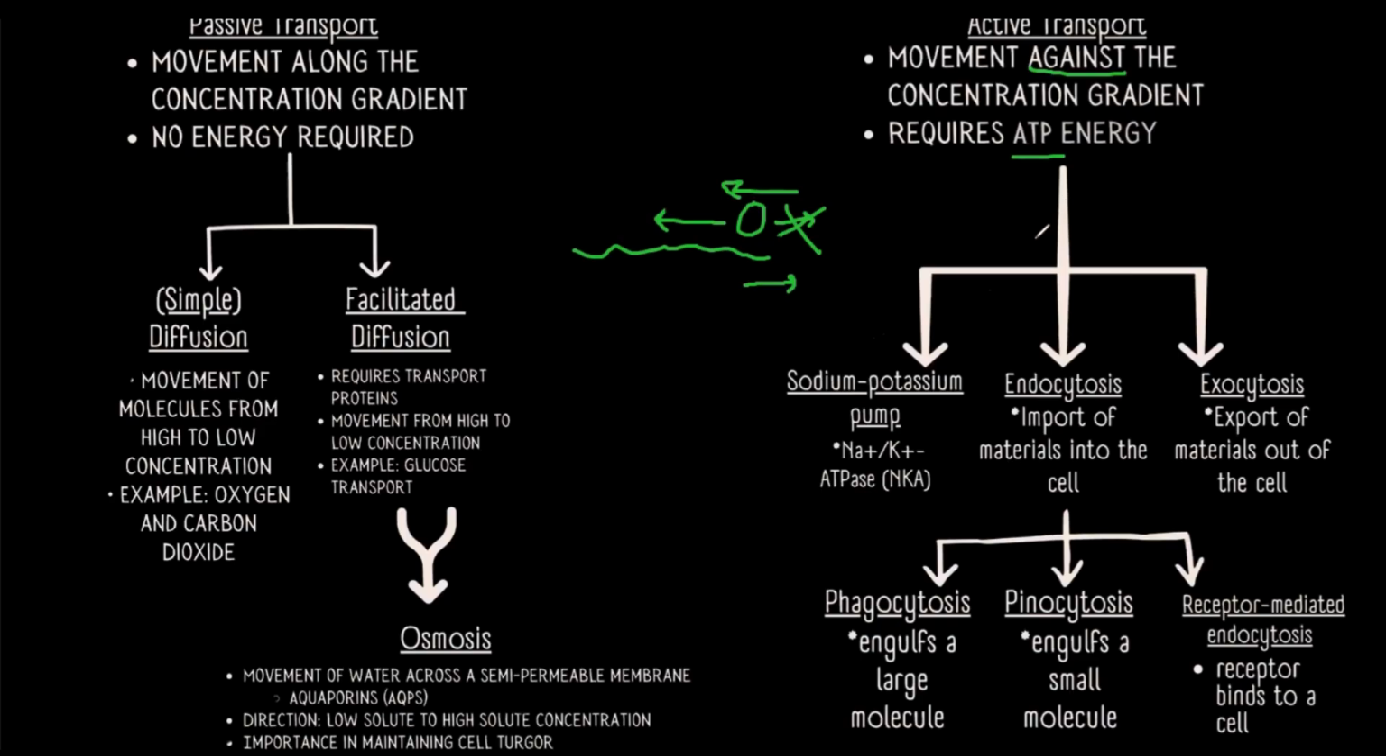There are three main forms, which include the sodium potassium pump, which we're going to talk about in just a second, endocytosis and exocytosis. Endocytosis can be further broken down into receptor-mediated endocytosis, pinocytosis, and phagocytosis. All of these require some sort of ATP, which we're going to talk about in just a second.